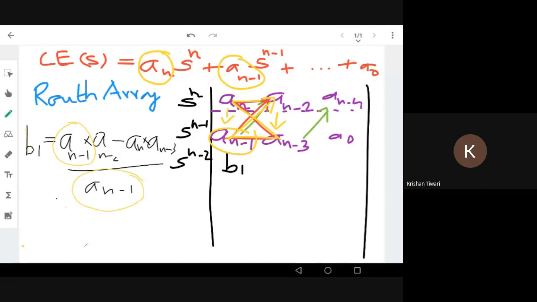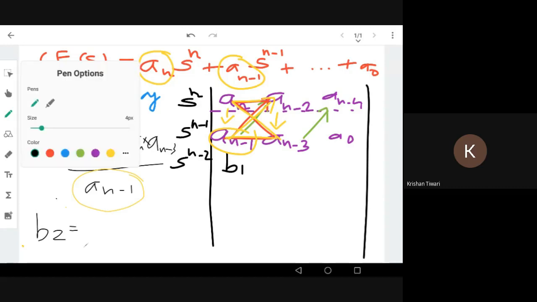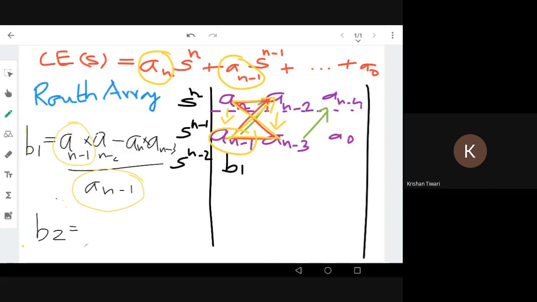So this is b1. Now let's see what is b2. b2 also starts from where? It starts from a(n-1) only. Now we can see we are going like this, from a(n-1) to a(n-4), right? Then minus a(n) into a0, here it's a0. So what I did, again divide by a(n-1).